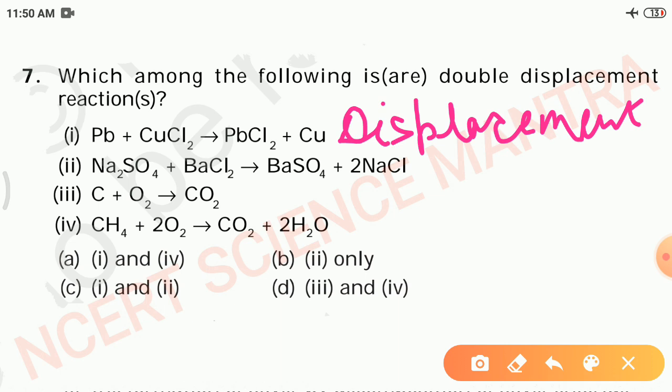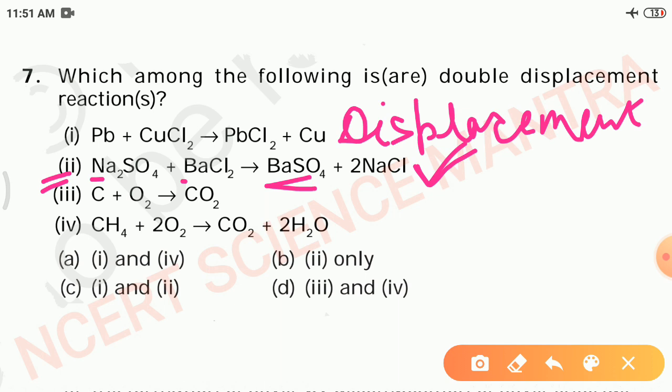Now second one, sodium sulfate plus barium chloride gives barium sulfate plus 2 sodium chloride. In this reaction, an insoluble white substance is formed, barium sulfate, which is called the precipitate, and that's why this reaction is also known as a precipitation reaction. Including the precipitation reaction, the reactions in which there is an exchange of ions between the reactants are called double displacement reactions. In this reaction, sodium and barium are exchanging themselves. That's why this is a double displacement reaction.